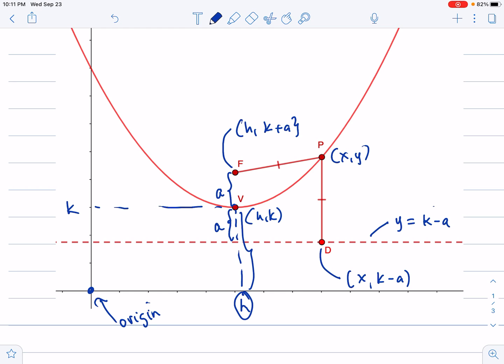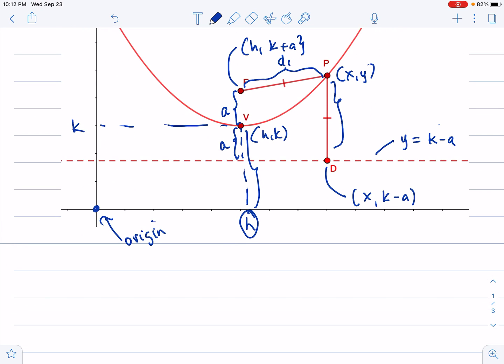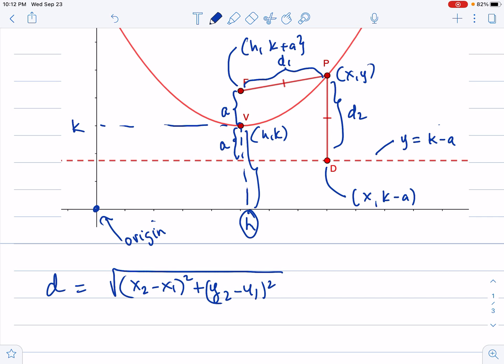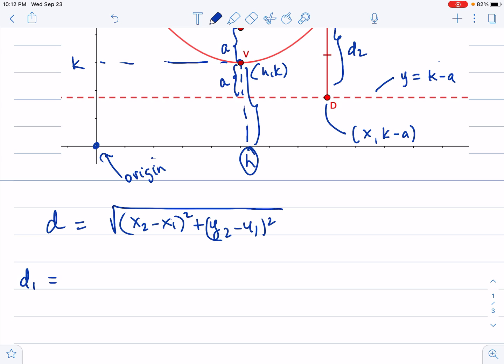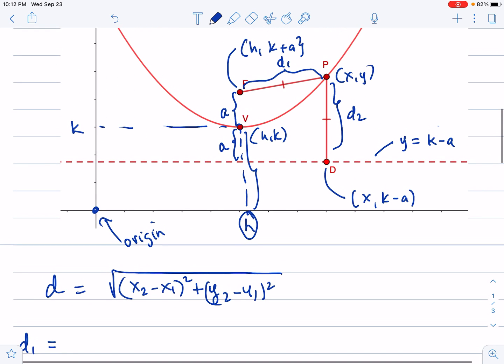Alright, so using the distance formula, sabi natin, any point on the parabola has the same distance from the focus and the directrix. Okay, so we use the distance formula to get d1 and d2. So d1 is equal to, naalala nyo yung distance formula, di ba? Square root of (x sub 2 minus x sub 1) squared plus (y sub 2 minus y sub 1) squared. Which means that d1 is equal to, ano yung x sub 2? Pwedeng x sub 2 ito, x sub 1 ito.